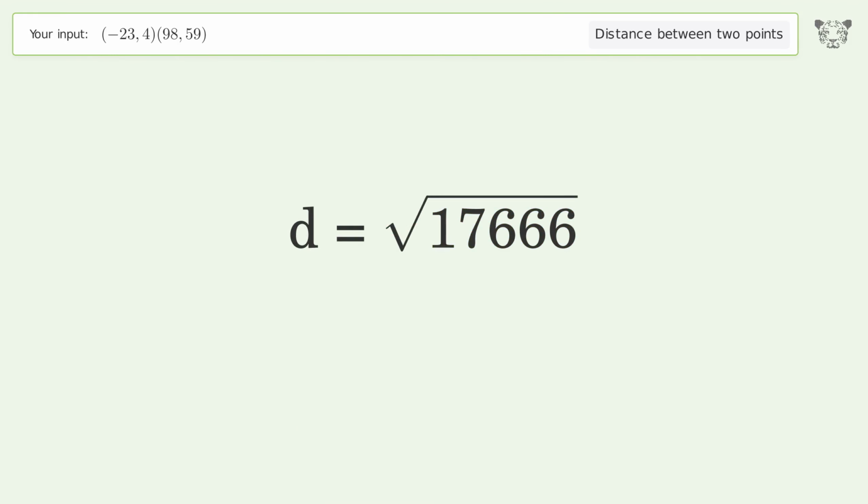And so the distance between the 2 points is the square root of 17,666, or 132.914.